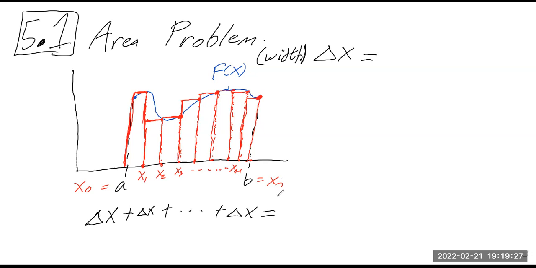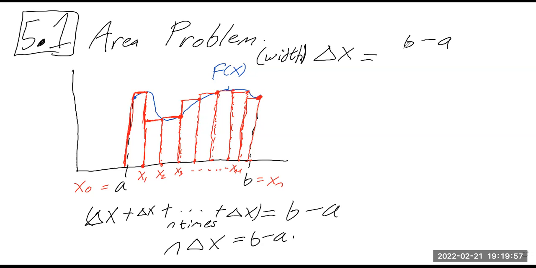Now the width of the interval a to b, we know that explicitly. You just take the right endpoint minus the left. But I added these up n times, right? So it's the same thing as if I took n multiplied by delta x. And that should be equal to b minus a. So if you just divide both sides by n, the width of these rectangles is b minus a over n.